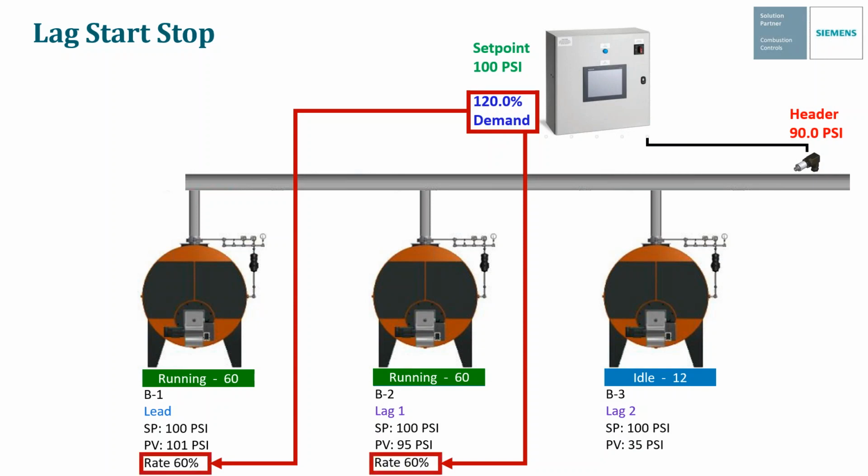remember that we're going to split the demand between boiler 1 and boiler 2 evenly as much as we can. Okay, so boiler 1, 60%, boiler 2, 60%, for a total of 120% demand.